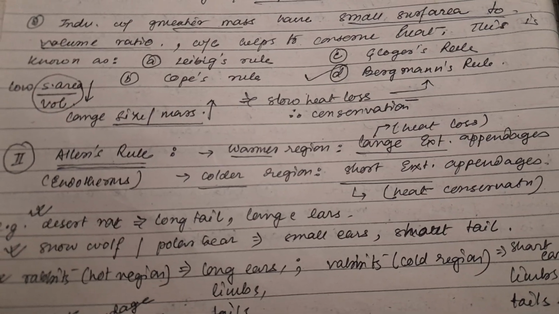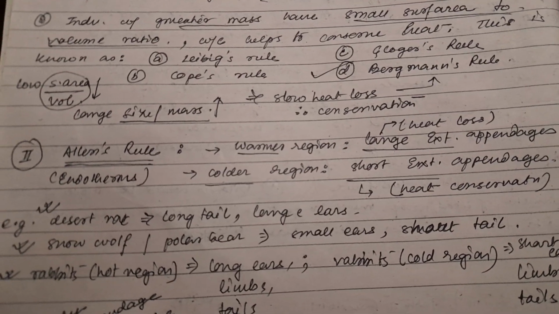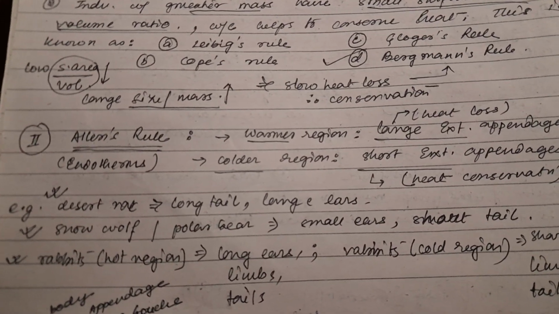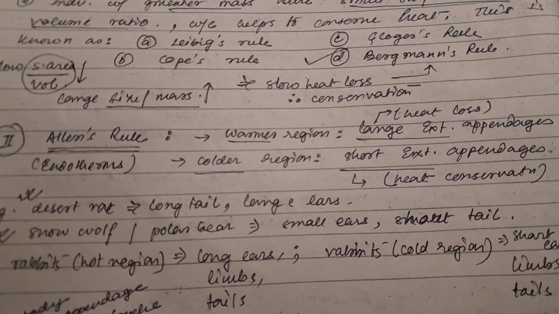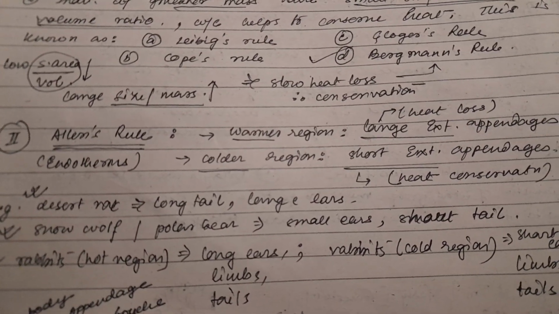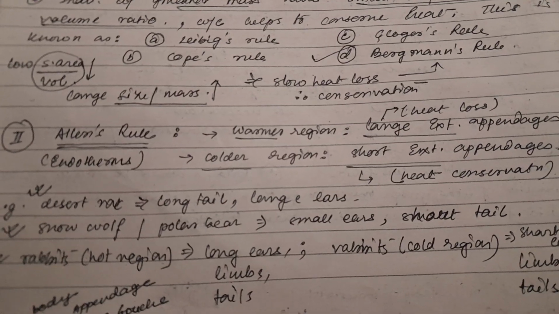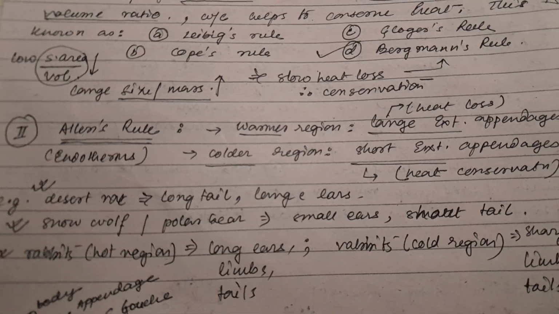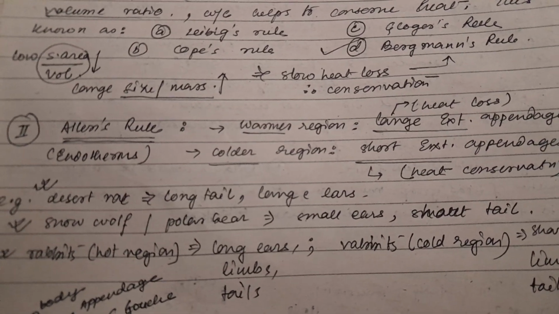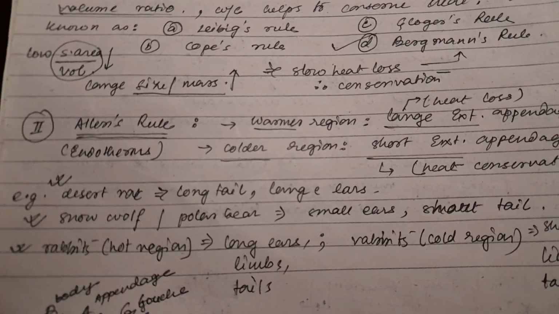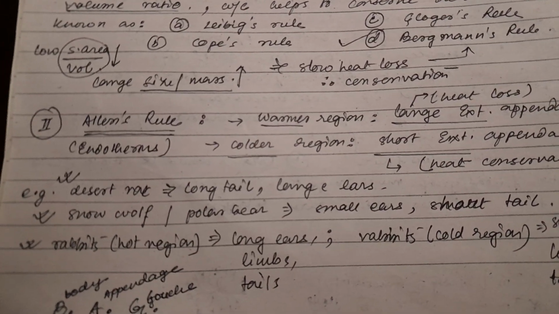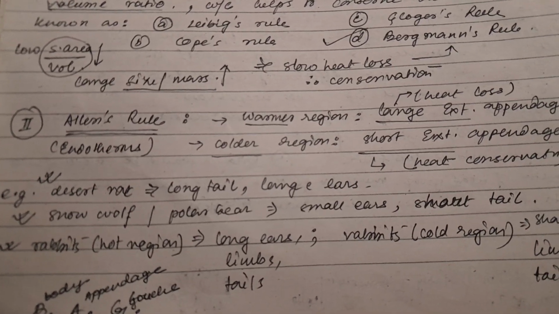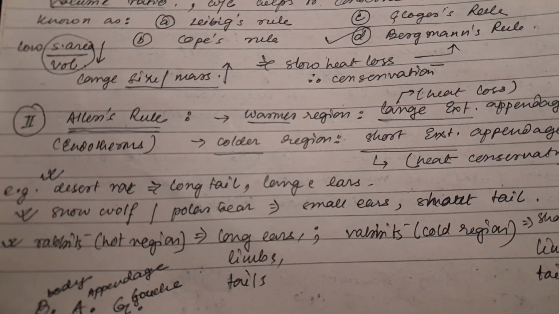tend to have short ones. This is because when you have a large external appendage, you tend to dissipate or radiate heat. That is helpful for animals living in warmer or hotter regions of the earth. Whereas in colder regions, animals usually have short external appendages because they need to conserve heat. We see desert rats having a very long tail and very long, wide ears. But in snow wolves and polar bears, we see a very small tail and very small ears.